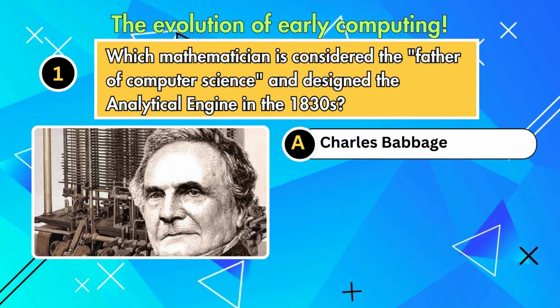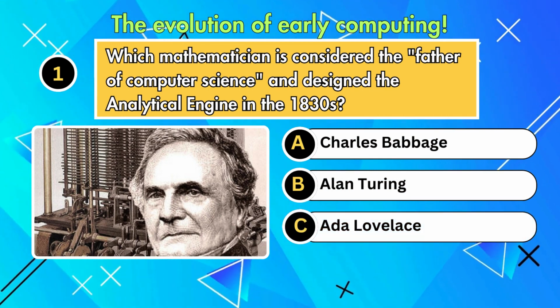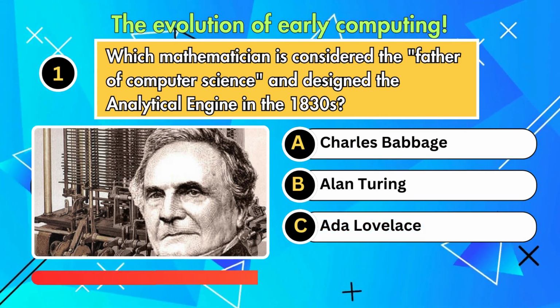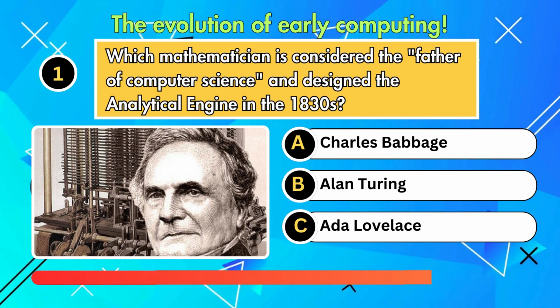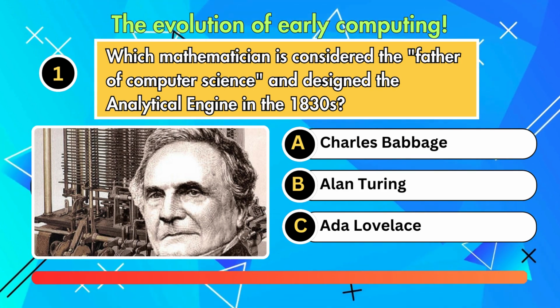Which mathematician is considered the father of computer science and designed the analytical engine in the 1830s? Option 1, Charles Babbage. Option 2, Alan Turing. Option 3, Ada Lovelace.